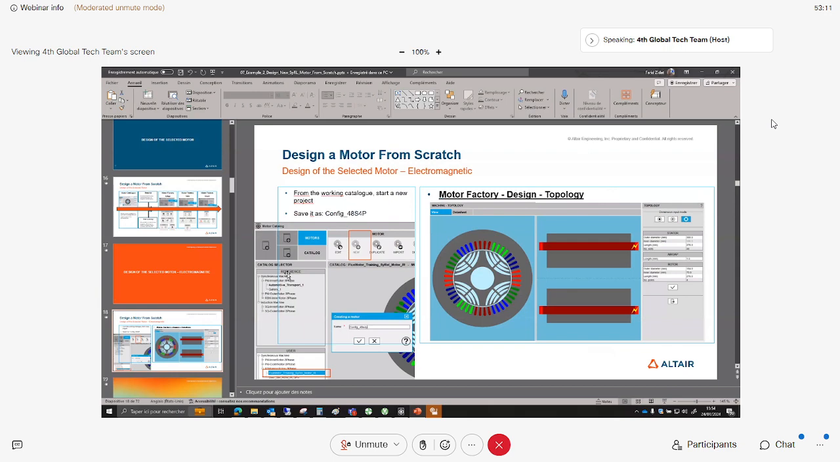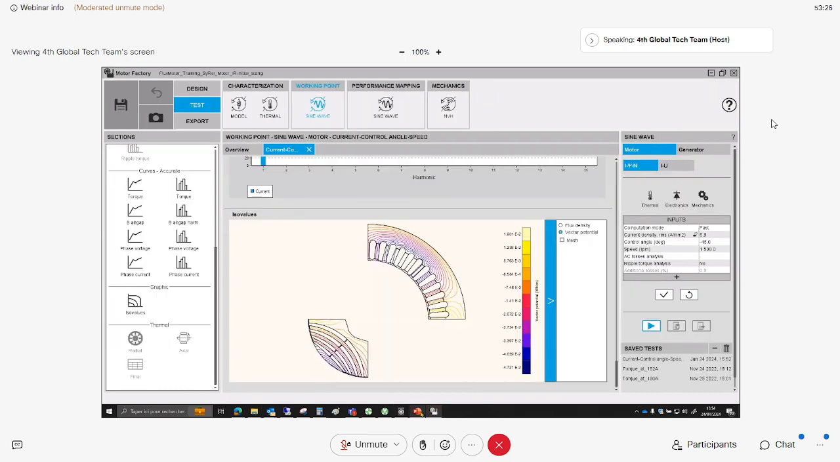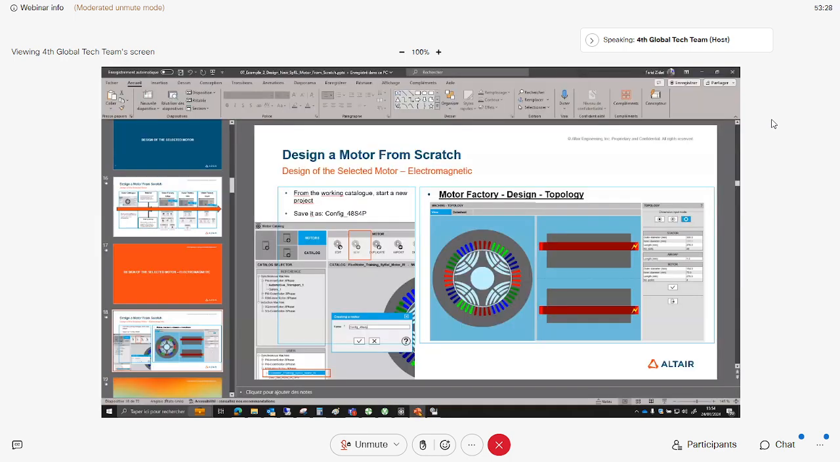Then you can always go to the motor directory, here, motor catalog, and create your own catalog. Here I created this catalog for the training, where I put all the candidates I want. This is the best practice to have. So in your catalog, you have to create a new motor. I call it config 48 slots 4 poles, and then you can start with it.